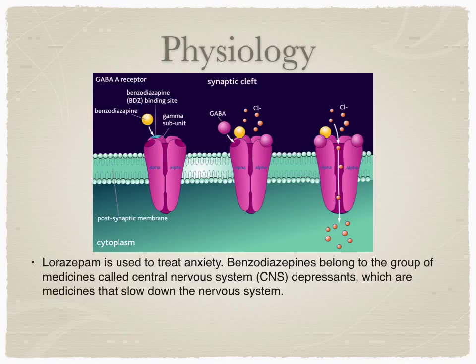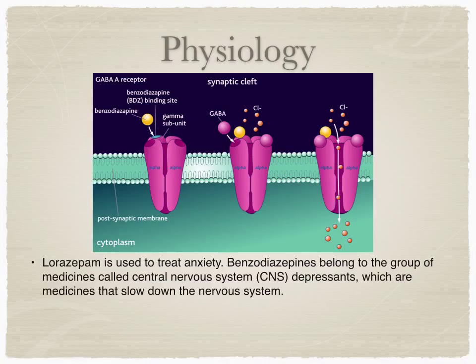The physiology of this drug: since it is among the class of benzodiazepines, it works by depressing the central nervous system, and CNS depressants slow down the nervous system. And in this image, we see how lorazepam, as an example, potentiates the action of GABA, which is an inhibitory neurotransmitter, and it especially works on the limbic system and reticular formation, which depresses the central nervous system.